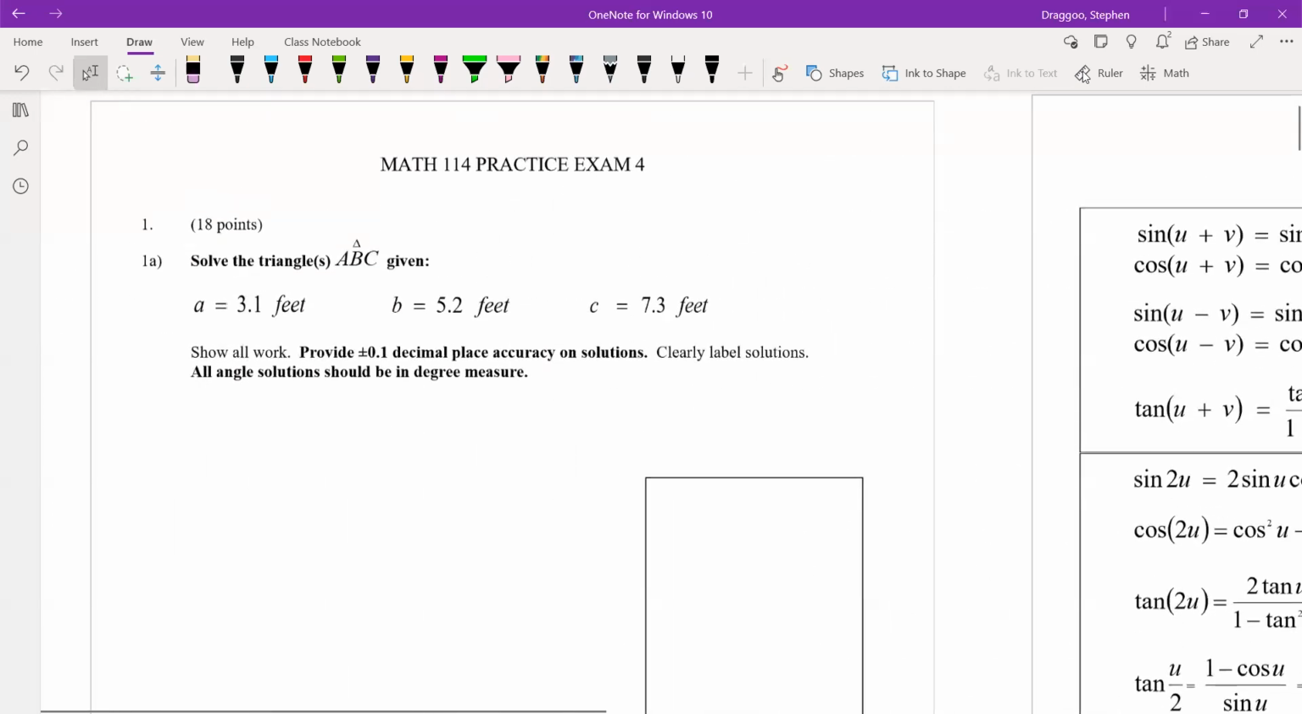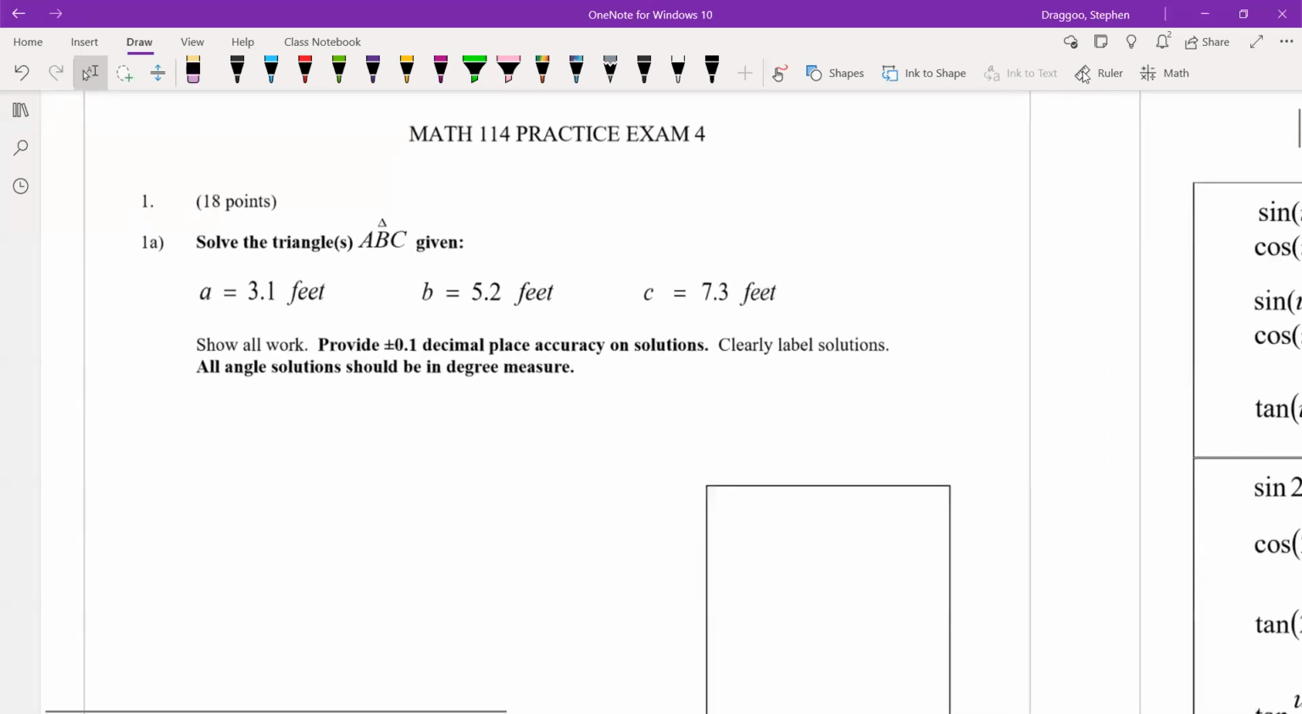With our first question, we are solving triangle ABC given this information. That information is side A, side B, and side C. So we have all three sides. If we're going with that fancy naming convention, this is a SSS triangle, which means we've got to go to the law of cosines to solve this thing.